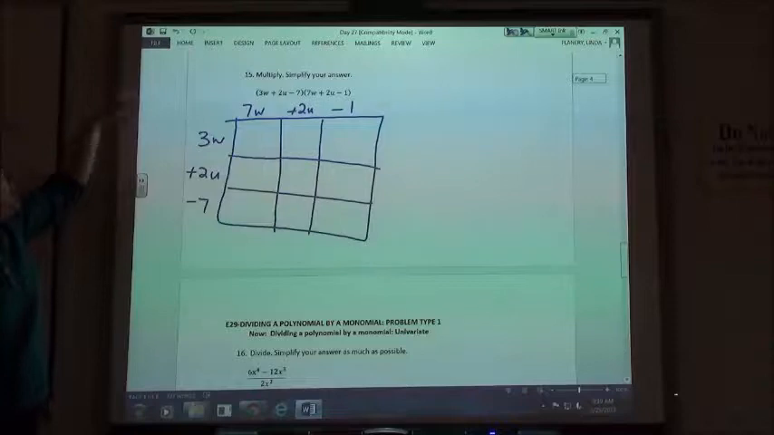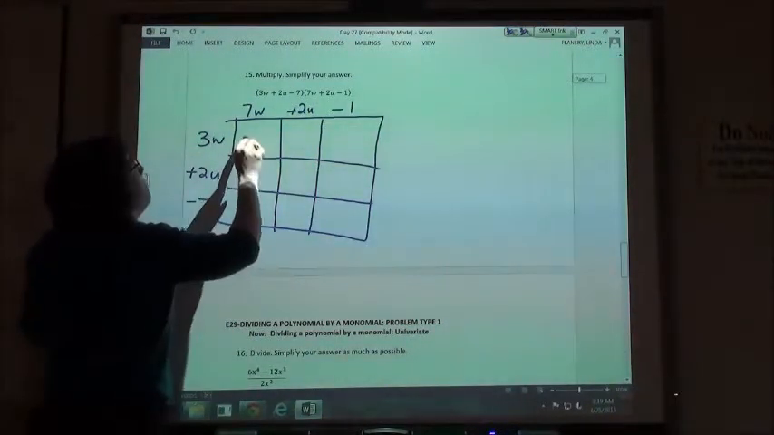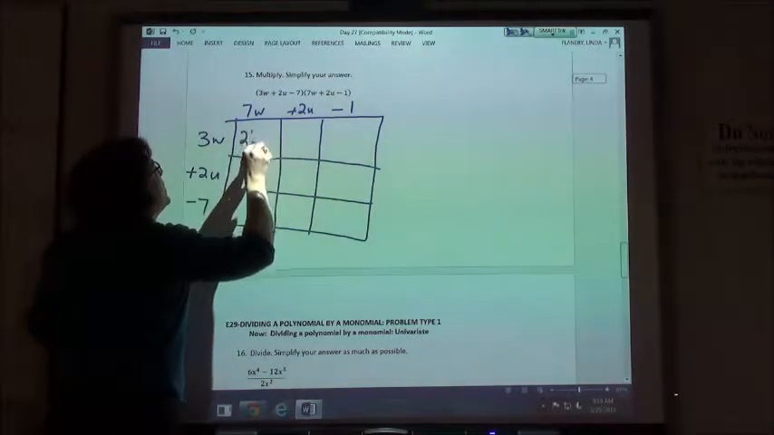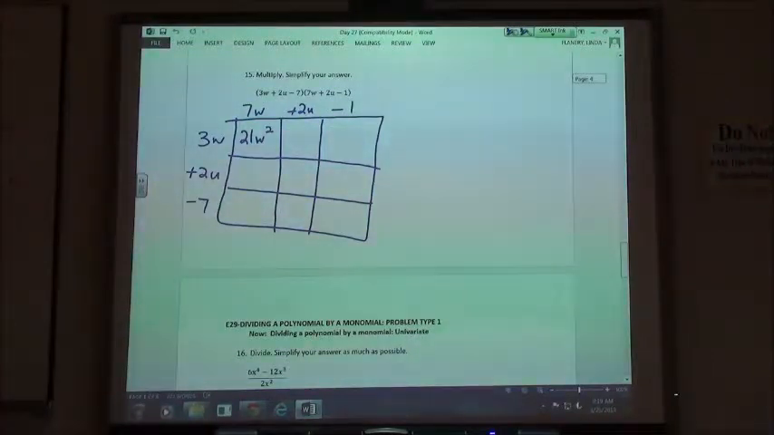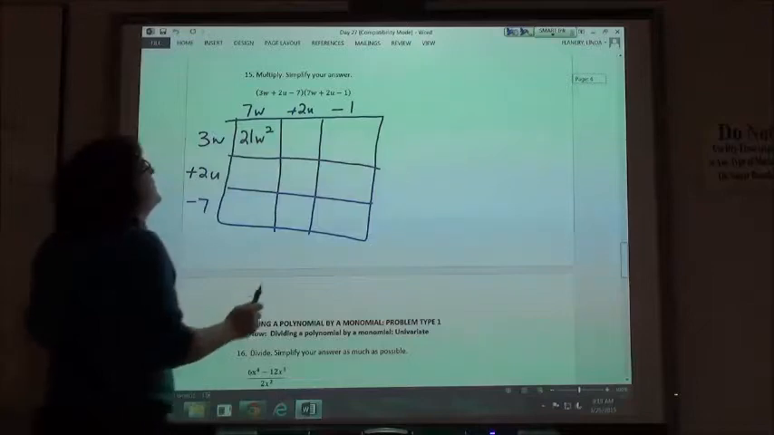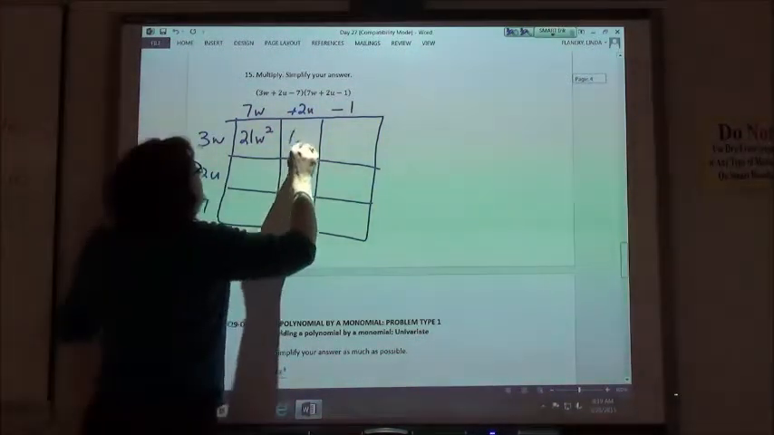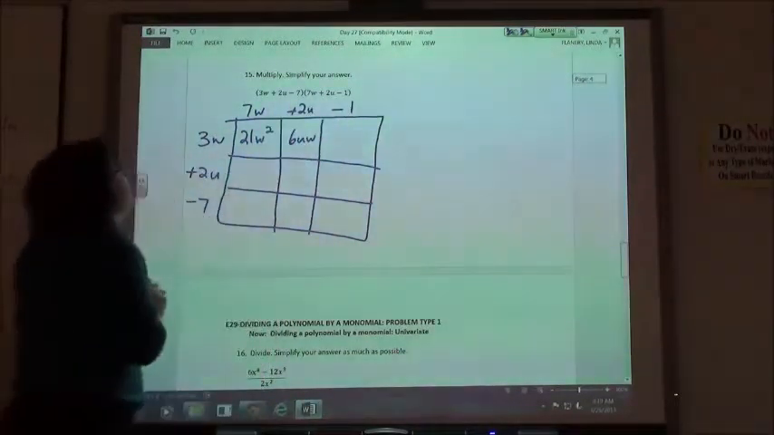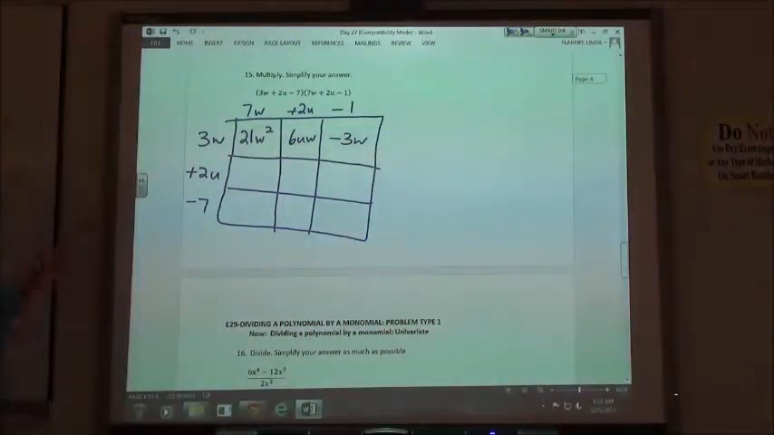So taking my 3w times each of those, 3w times 7w is 21w squared, right? Both of them have w's. 3w times 2u is 6uw. 3w times minus 1 is negative 3w. So we got the first one multiplied out.